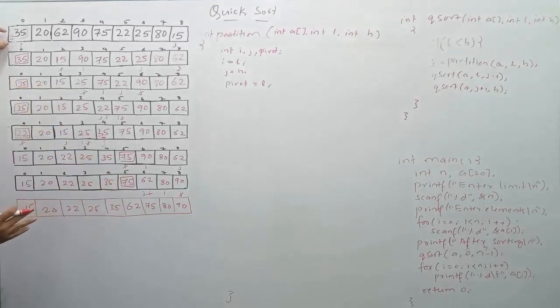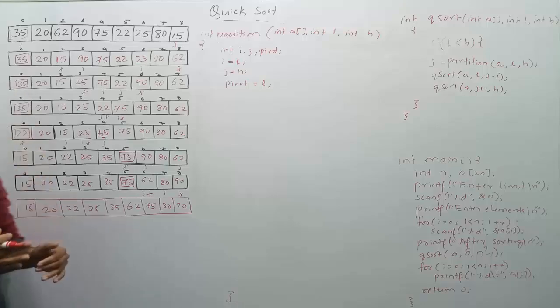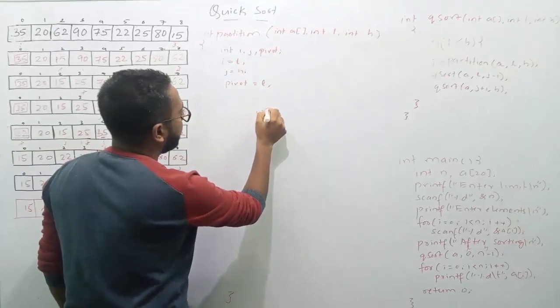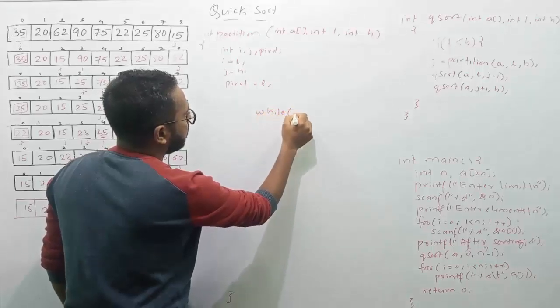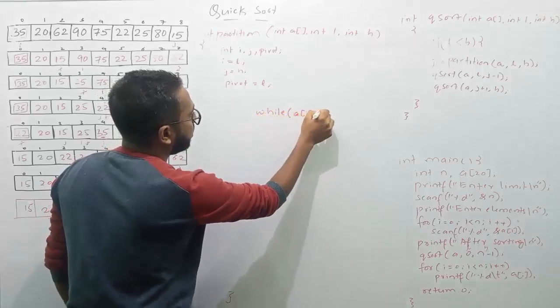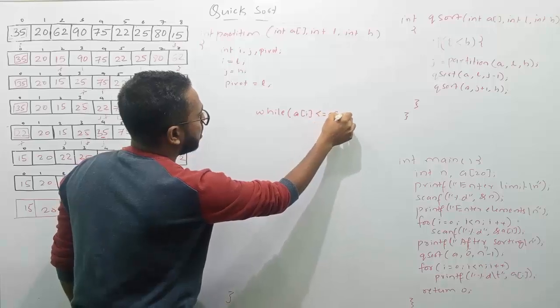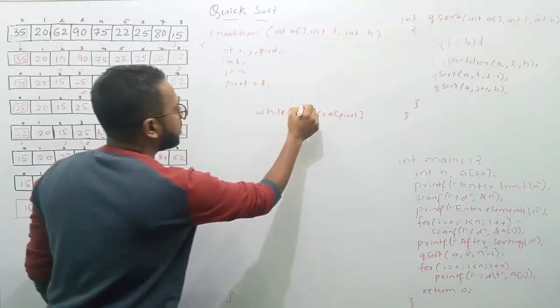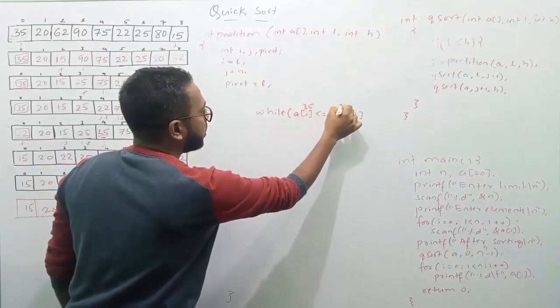So there is the first element on the left, 35. We need to check array of I, which is 35, and array of pivot is again 35. So array of I is lesser than or equals to 35, so we need to use a while loop: while array of I is lesser than or equals to array of pivot. Array of I is 35 and array of pivot is 35.